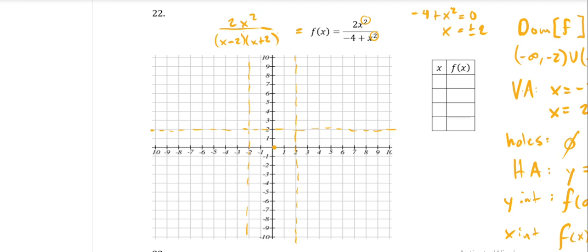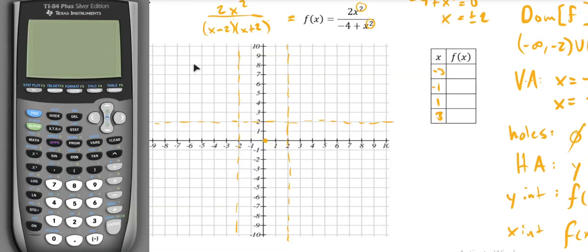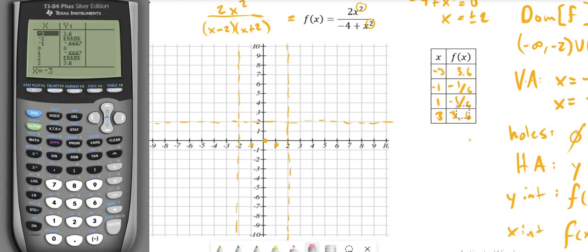We can also plot some points to help us figure this out. Let's put in minus 3, minus 1, 1, and 3. We could be using a calculator to check our work and speed this along. I'm going to put 2x squared in the numerator, and I'm going to put minus 4 plus x squared in the denominator. From the table, we could actually just read off the values to complete this chart.